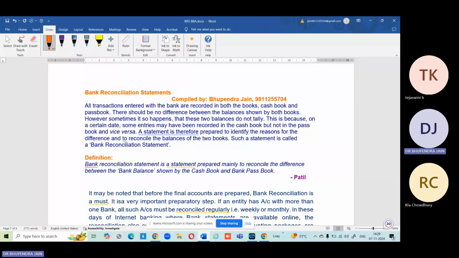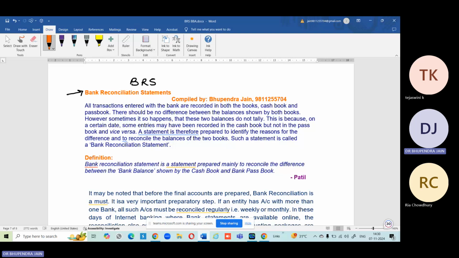Now I am going to start the new topic, bank reconciliation statement. So the questions are: what is the purpose to prepare the bank reconciliation statement? What are the causes to mismatch the balance as per cash book and the passbook? What is the importance of bank reconciliation statement? And how to prepare the bank reconciliation statement? We will cover some of the important topics under this chapter.